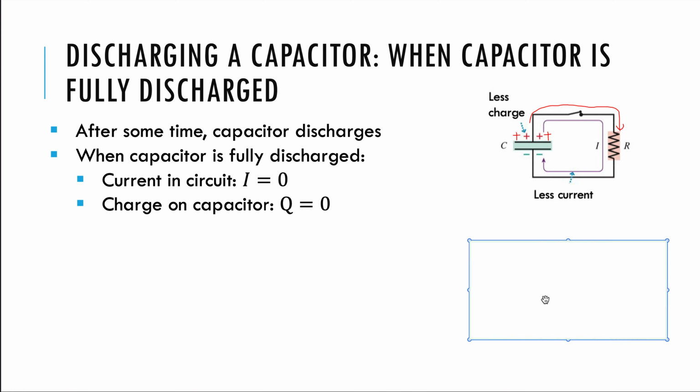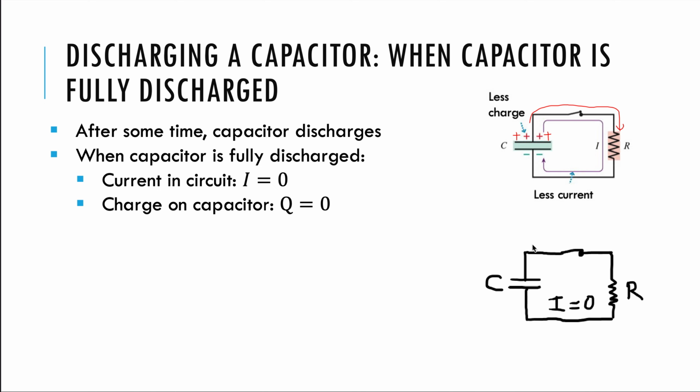What about after a long time, after the switch is closed, and there's no more charge left on the capacitor? So this means that the capacitor is fully discharged. If there's no more charge left on here, then there's no current in the circuit, there's no charge on the capacitor. And what's the potential difference across the resistor? Well, potential difference equals IR, so if there's no current in the circuit, then there's no potential difference either across the resistor or across the capacitor. So that's the concept for discharging the capacitor.